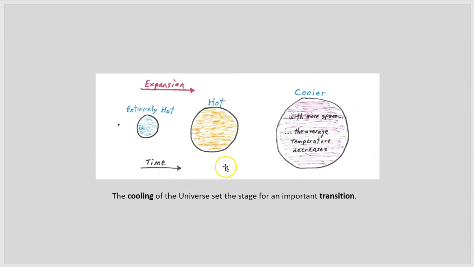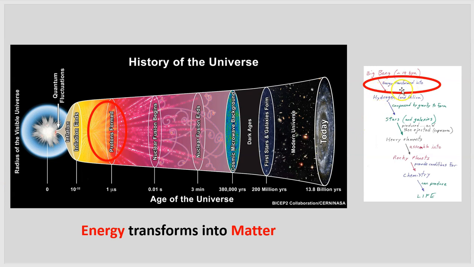Now, it was important that as the universe expanded, the overall temperature of the universe began to cool down. And that was important because it set the stage for an important transition that we'll see in the next step of our sequence. Over here on the right, we have the Big Bang, and then energy transformed into particles of matter. On our diagram over here, we're at this stage. We have the Big Bang on the left, we have the rapid expansion of the universe, and the universe was cooling down, and that allowed for energy to be converted into matter.